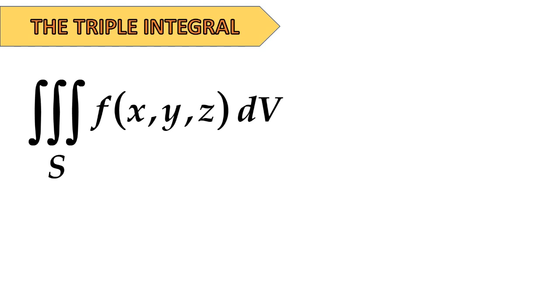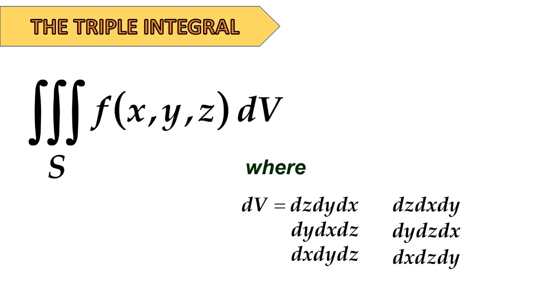Given a function f of x, y, z, its triple integral over a solid S in 3D space is as shown, where dV can be written in 6 different possible ways. So there are 6 different possible orders of integration, and whichever order you use will depend on the function and what you feel would be the easiest, of course. You should get the same answer regardless of the order of integration.